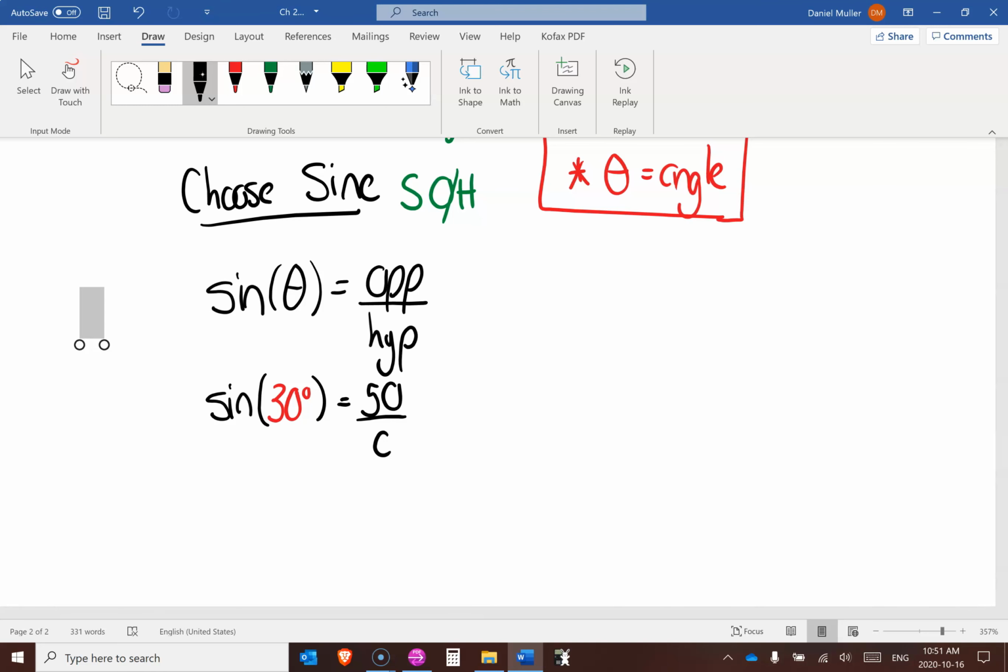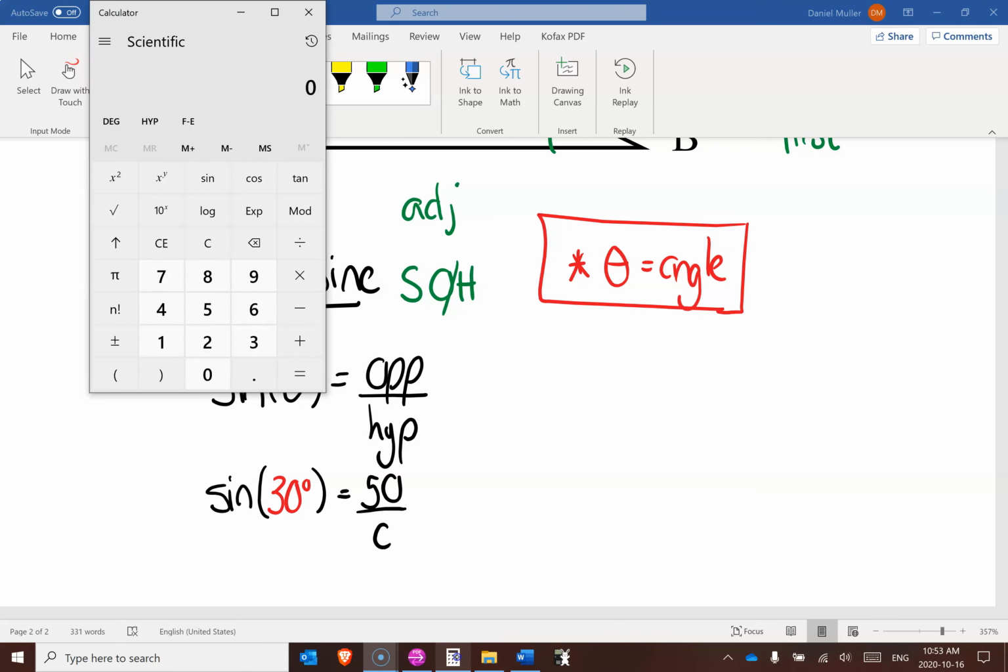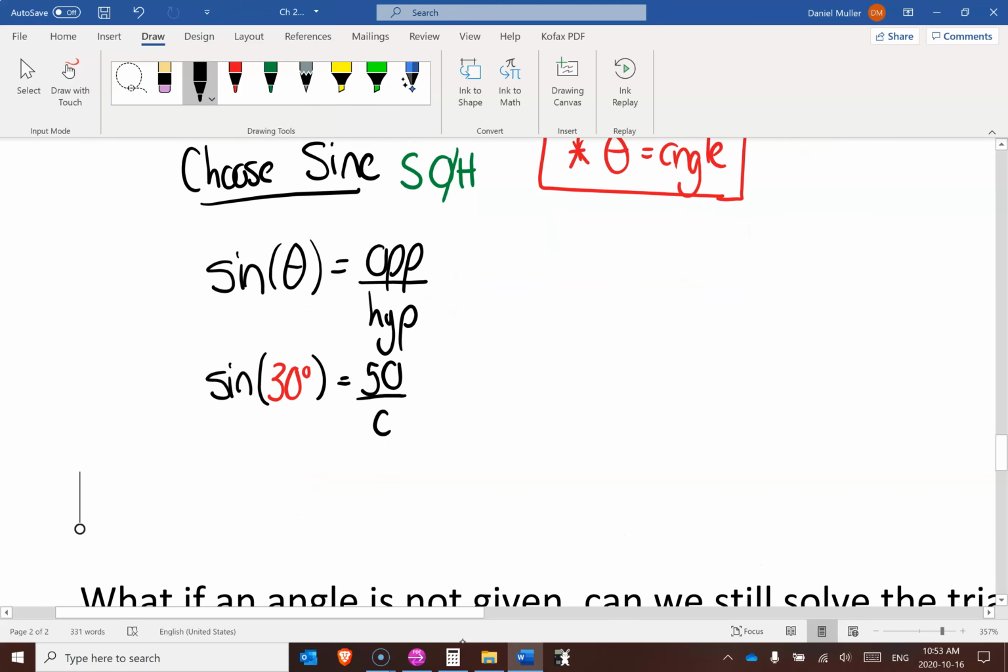Now you're going to need your calculator, and you're going to need sine of 30. I'm going to try this calculator just to show you a different one. On this calculator, I don't hit the sine button first. So I'm doing sine of 30, so I have to do 30, and then I can see the sine. There's sine, cosine, and tangent, so I'm going to choose the sine. 0.5. Okay, so 0.5, that's what this equals. 0.5 equals 50 over c.